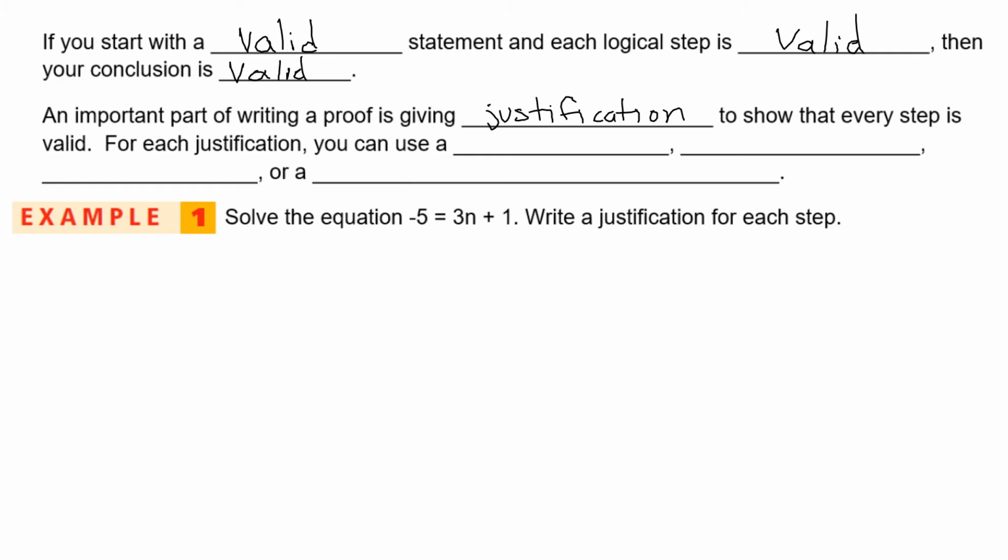Justification can be the properties that we just discussed, postulates, which we'll talk about one briefly today and then go into it later on in the week. Definitions, which we won't discuss any of those today, but again, we'll discuss a number of definitions more later in the week, and pieces of given information.